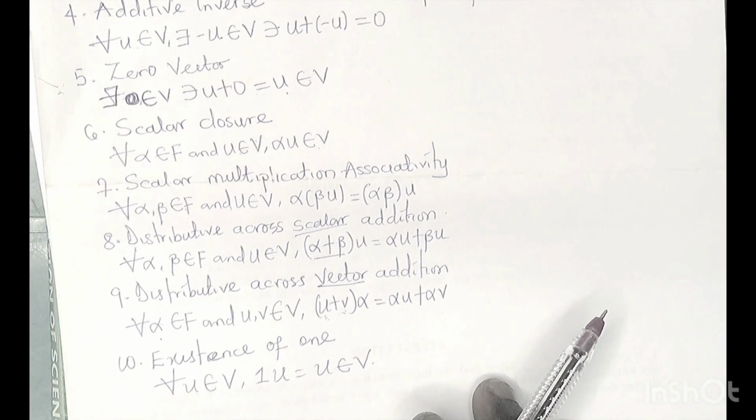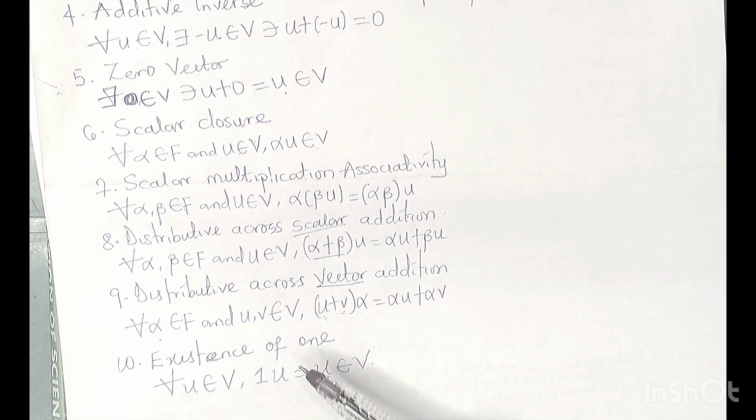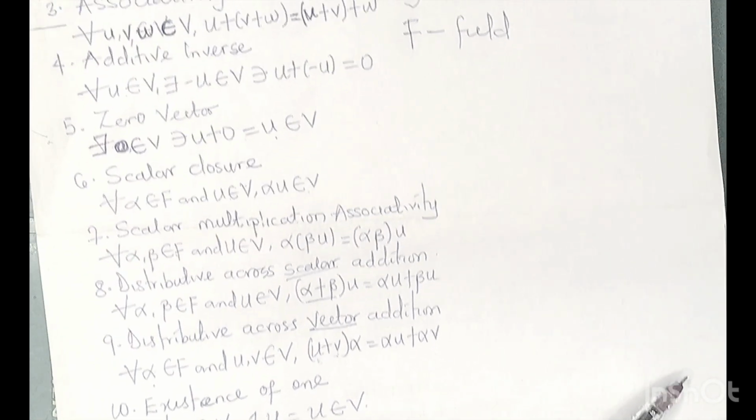Then the last one here is the existence of one, and this is talking about one. That is, for every u in V, 1 multiplied by u should also give me what? My u, which should still be in my V. It is as simple as that. So we have 10 axioms.